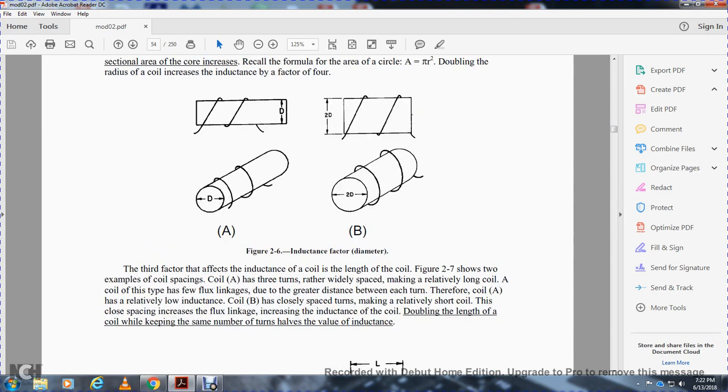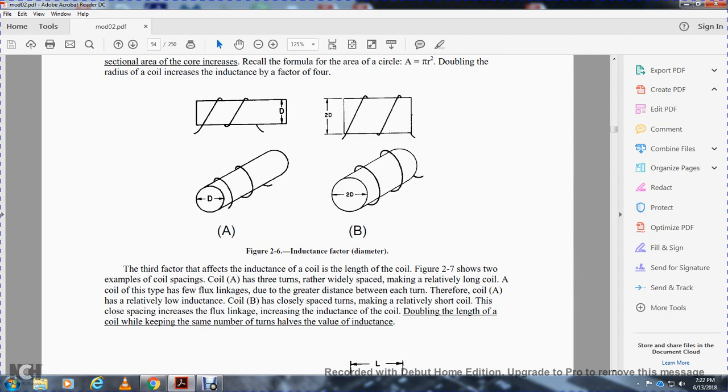Alright, the third factor affecting the inductance of the coil is the length of the coil. Figure 2-7 shows two examples of coil spacing. Coil A has 3 turns that are widely spaced, making a relatively long coil. This coil has few flux linkages due to the great distance between the turns. Therefore, it is a coil with relatively low inductance.